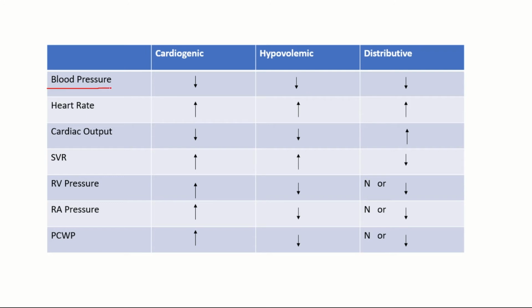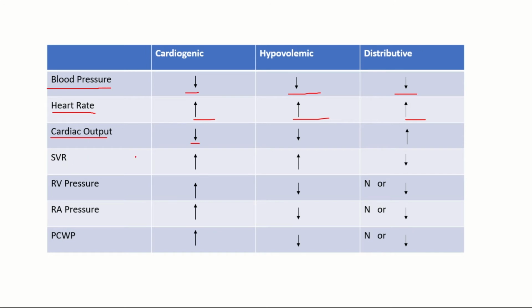Talking about the blood pressure, it's going to be low in all the three types of shock, because by definition, we know that shock is a life-threatening fall in the blood pressure. So the blood pressure is going to go down, and as a result, the heart rate is going to go up. Okay, so the blood pressure and heart rate are the same for all three types of shock. Now in the cardiogenic shock, the cardiac output is going to go down because there is a problem in the ventricles. The ventricles cannot contract, which means less blood is leaving the heart, so the cardiac output is going to go down.